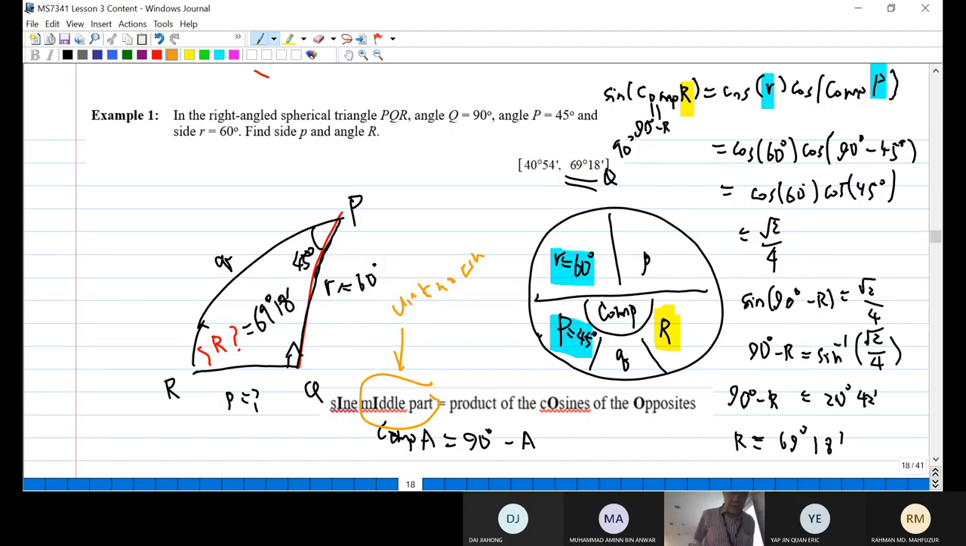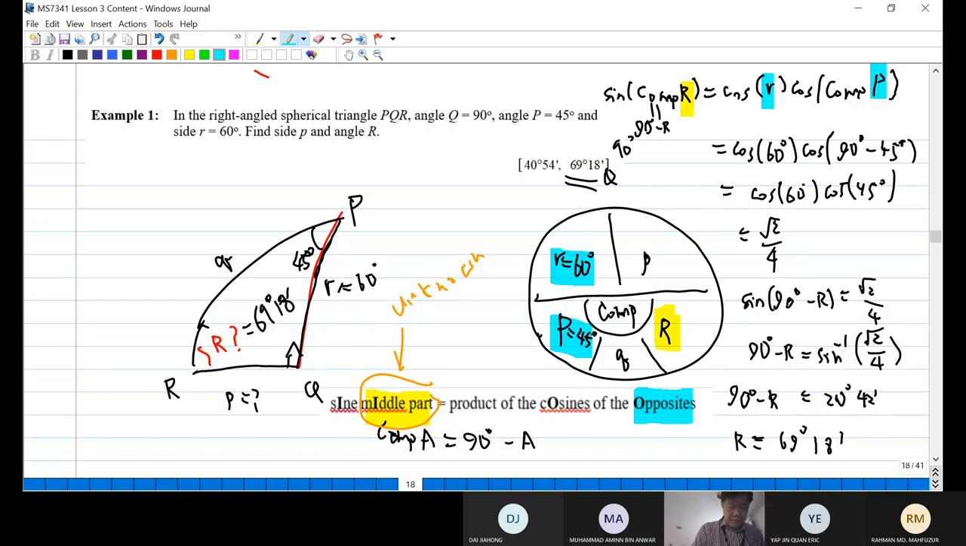So this is the unknown middle part, so I use R because this part is unknown. The blue part is known, so the unknown part is actually the middle part here. And then this is the known part here, some cosine opposite, right? Cosine opposite here. So I use this to find the answer.